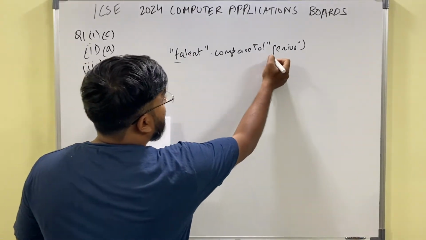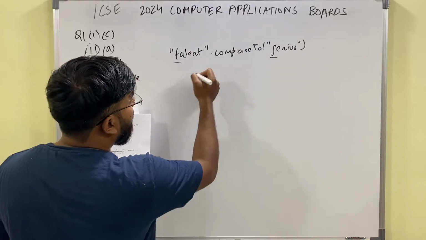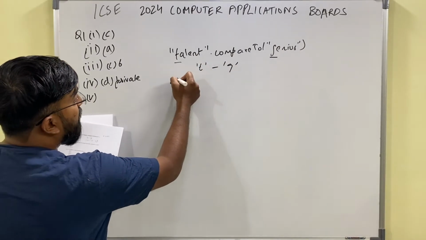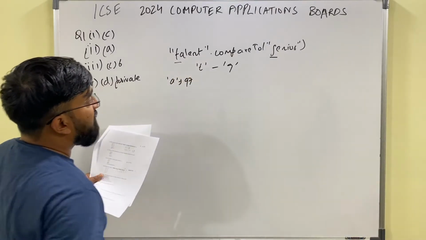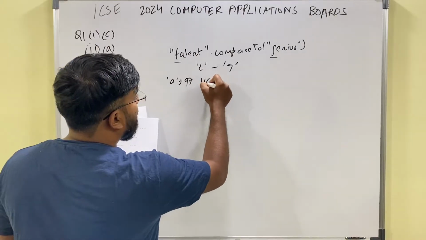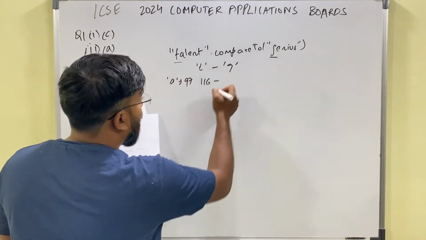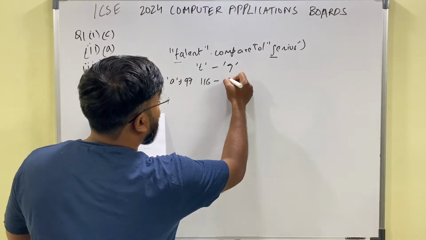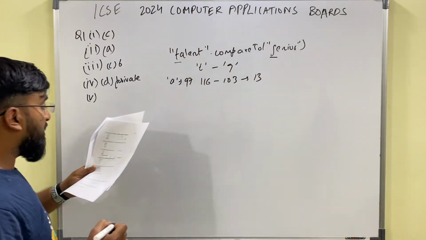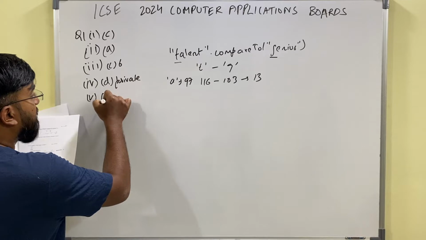You have a mismatch at the very first index. So the return value is going to be the ASCII value of t minus the ASCII value of g. The ASCII value of lowercase a is 97, so the ASCII value of lowercase t is going to be 116, minus the ASCII value of lowercase g, which is going to be 103. So the return value is going to be 13. So we have option D as 13.